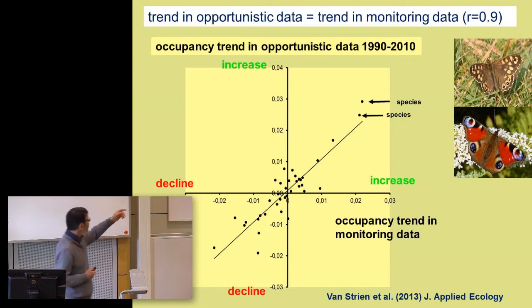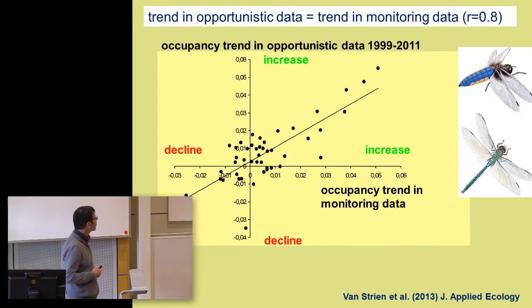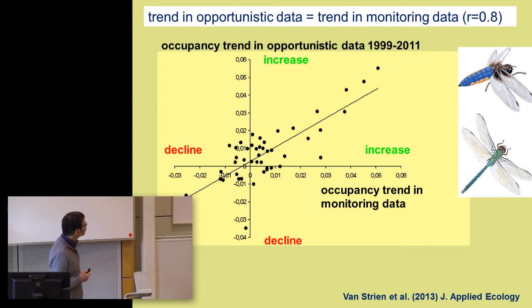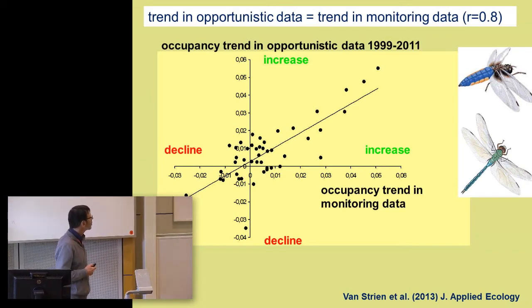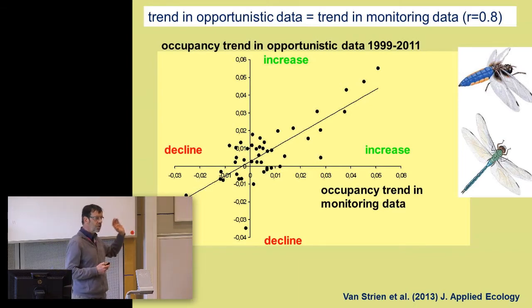Every black spot is a species, so these are about 40 species. It also works for dragonflies. Also a good correlation between monitoring data trends and opportunistic data trends. It worked for reptiles, it worked for plant species. We had a number of species groups we have processed.